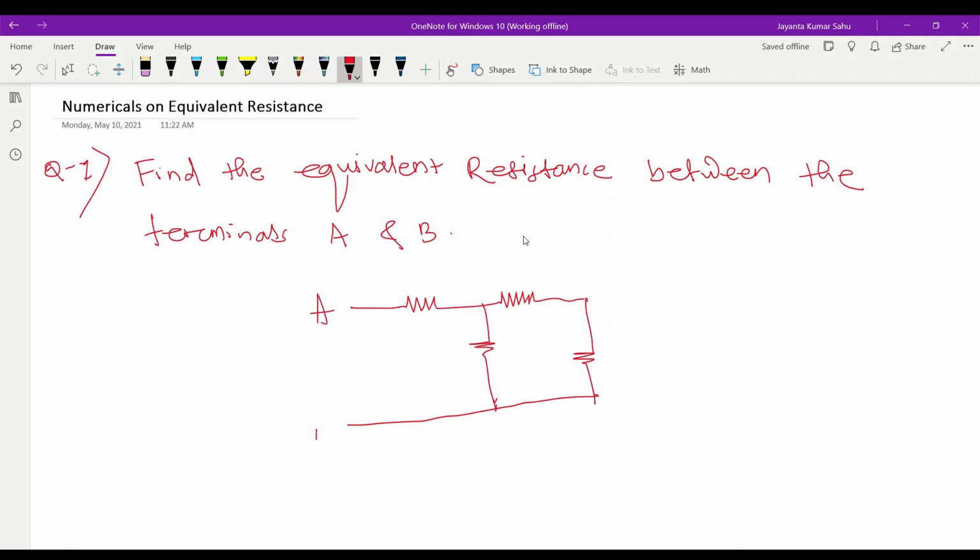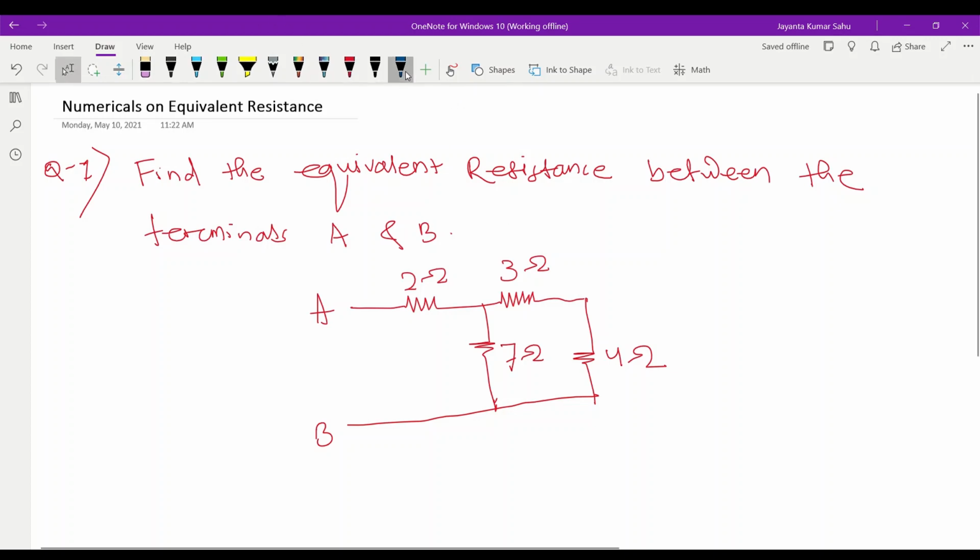Between A and B, 2 ohm is given, 3 ohm, 7 ohm, 4 ohm. Then how to determine the equivalent resistance? First, what will we do? The first method is according to current behavior. We can tell whether resistances are connected in series or parallel. If the same current is flowing through the resistances, then we can tell they are connected in series. If the current is divided, then the resistances are connected in parallel.